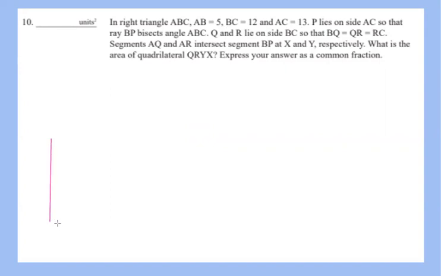So let's say this is my one leg. AB and BC have the common vertex, so I'm going to say this is B and this is A. That's the shorter leg. And this is 12 and this is 13. And P lies on AC such that BP is the bisector. Okay, so let's do that one.